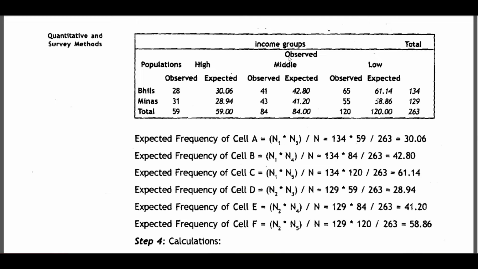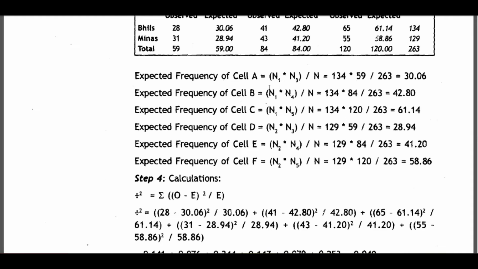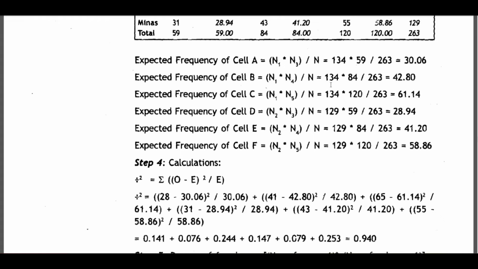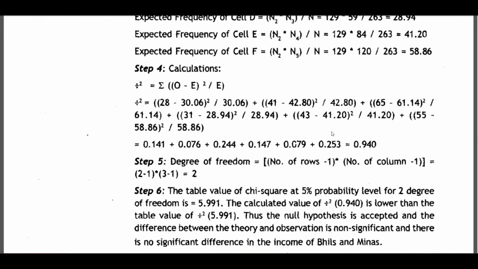So income groups, observed and expected. So this is the way it has been calculated. And we can get these values, then chi-square is equal to the sum of O minus E whole square by E. So after calculation we get 0.94.